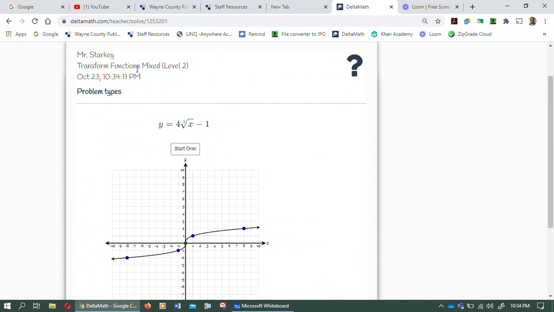This is another type of the problem sets on Delta Math here. Guys, you've had other Delta Math assignments like this, where you actually have to transform the functions. But before, you only had to do one specific type of transformation. In this one, there's more than one transformation happening. If you look at this, this is a cube root function, and there's no changes happening inside of the function, but there are 2 changes happening outside of the function.